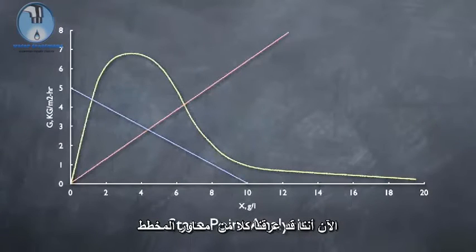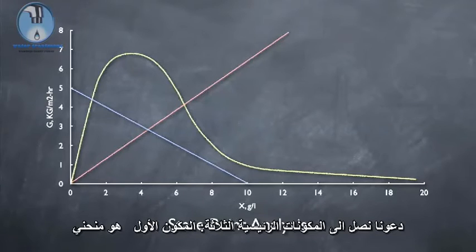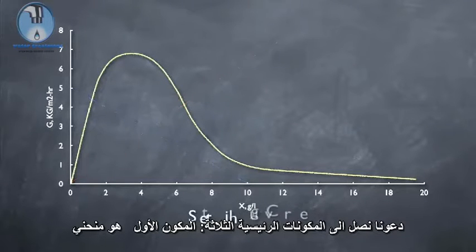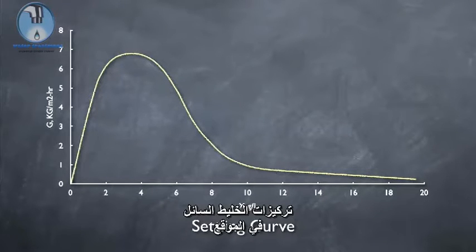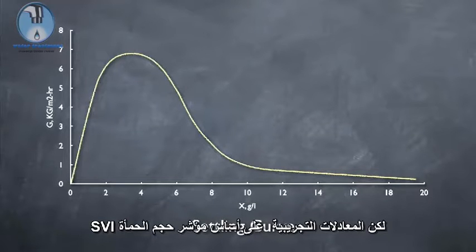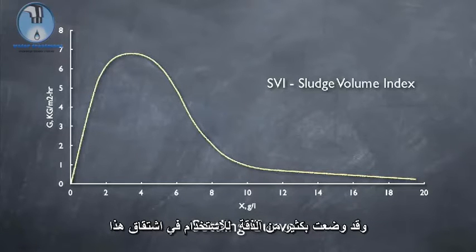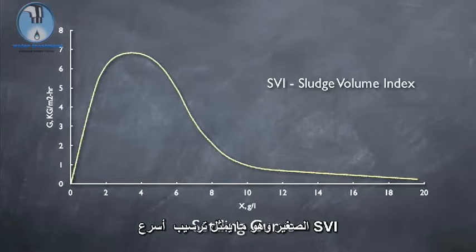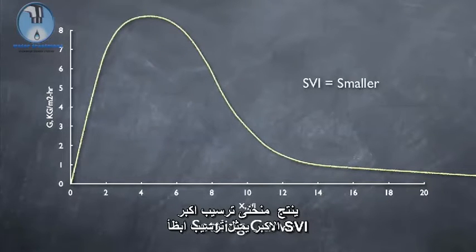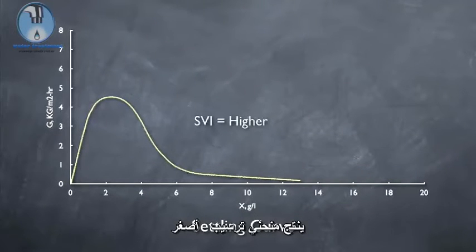Now that we've covered both axes of the diagram, let's get to the 3 main components. The first component is the settling curve. This curve is developed by performing velocity settling tests at various concentrations of mixed liquor on site. However, empirical equations based on the sludge volume index, SVI, have been developed and are plenty accurate for using in deriving this curve. A smaller SVI, which represents faster settling, results in a larger settling curve. A higher SVI, which represents slower settling, results in a smaller settling curve.